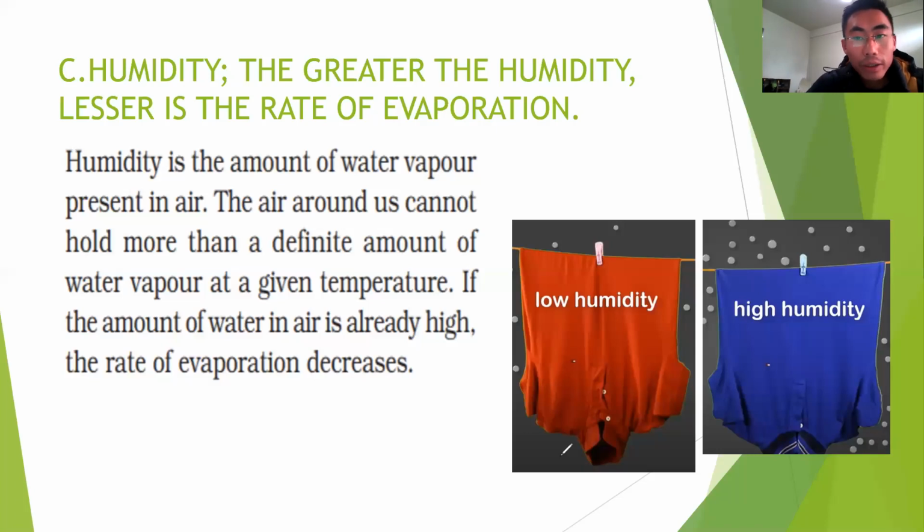Now, humidity. The greater the humidity, lesser is the rate of evaporation. Humidity is nothing but the amount of water vapor present in the air, right? The air around us cannot hold more than a definite amount of water vapor at a given temperature, right? Now, just consider two pictures. Let's say the dots are the amount of water vapor, right? When there is more water vapor in the atmosphere at that particular temperature, the acceptance of more water vapor is restricted, okay? Meaning the atmosphere will not accept the excess water vapor, right? Because the atmosphere has become already saturated, right?